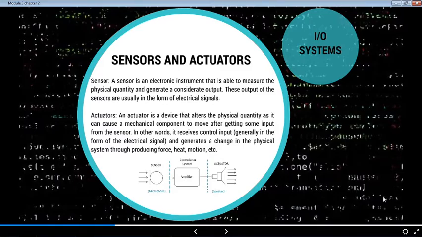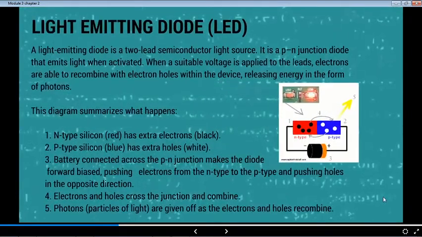Now let's go to the IO systems. We are going to study the IO systems one by one. First we will study the LED, which we know as light emitting diode.